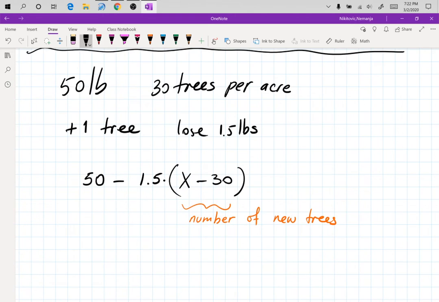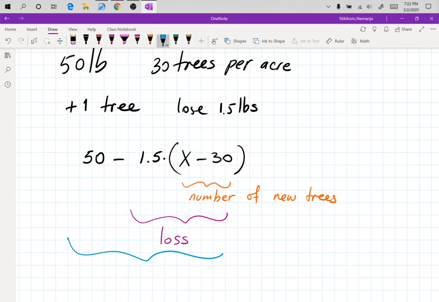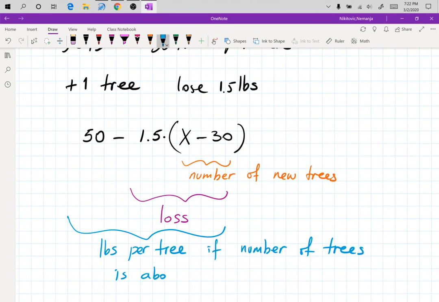So this is going to be our loss, right? And then finally, all together is pounds per tree if the number of trees is above 30.